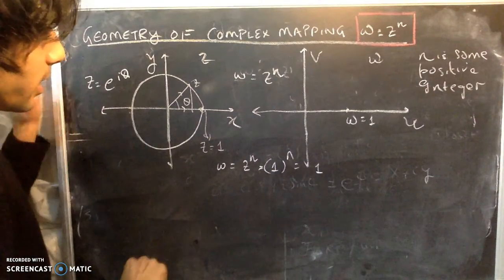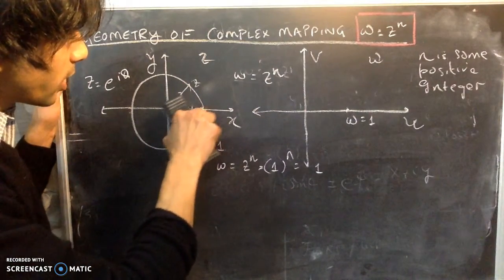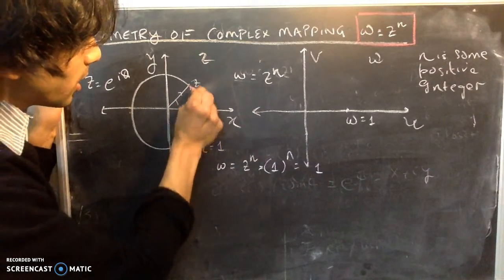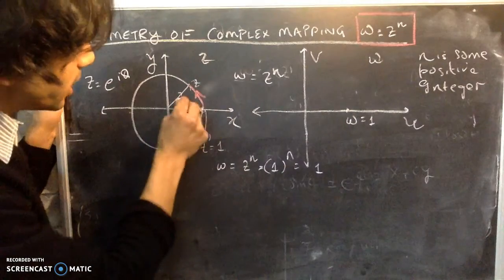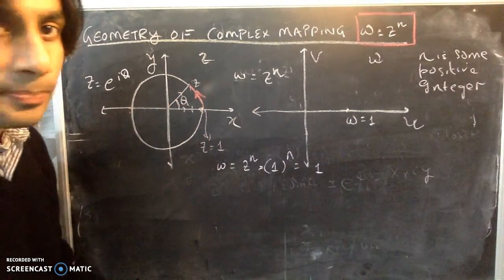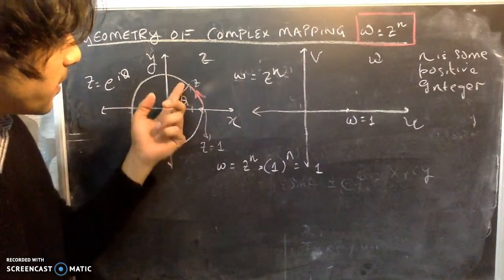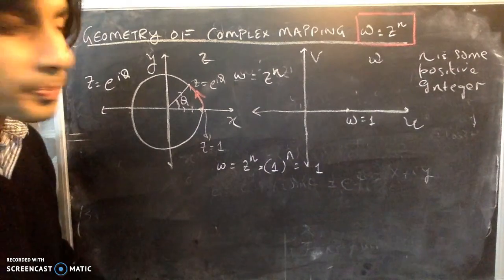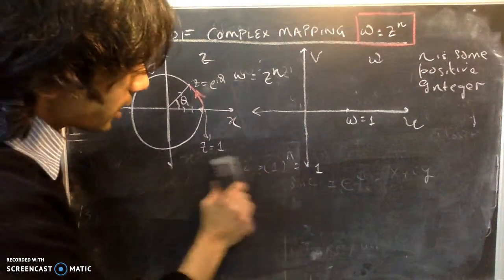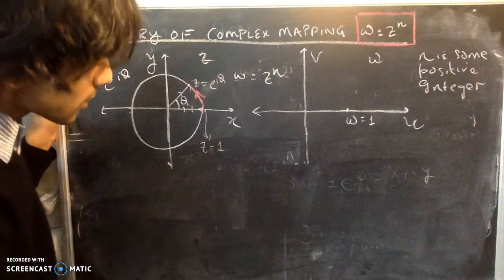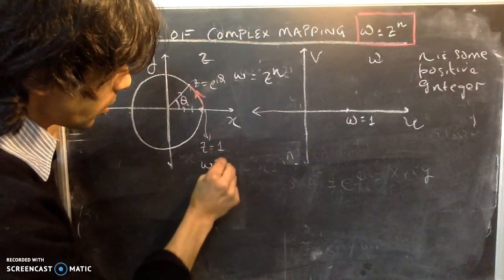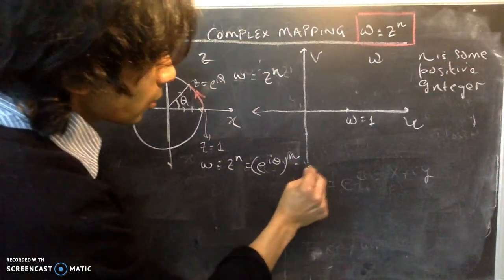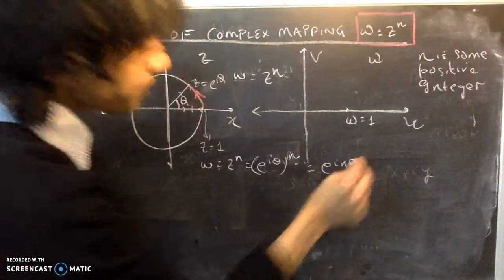Okay, now let's say you start walking along the unit circle in this counterclockwise direction, and you land up at a point z, which makes an angle theta with the x-axis. So now the question is, where is the image of this point z equals e to the power i theta in the W plane? Now again, we are looking at the mapping z to the power of n. So w, which is z to the power of n, will be e to the power of i theta to the power of n, which is e to the power of i n theta.